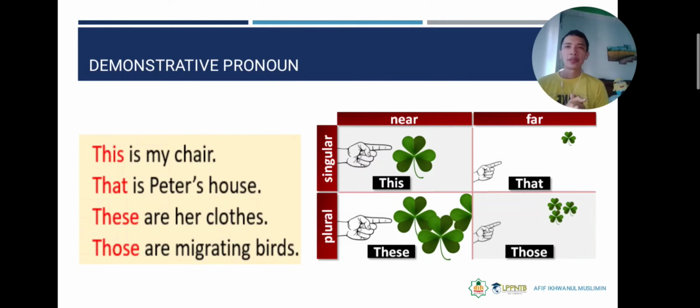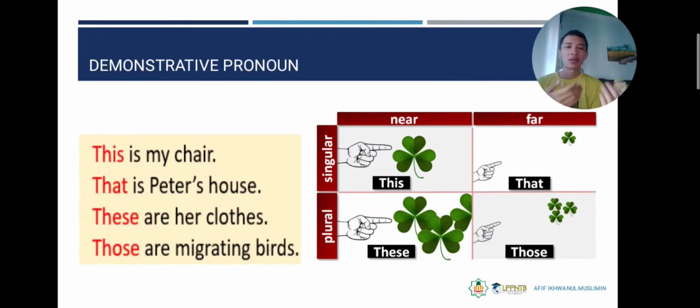The next one we have is what is called the demonstrative pronoun. A demonstrative pronoun is used when you are going to point at something and you are also considering the amount of the things that you are pointing at. For example, we are talking about this clover. When this clover is close to you or near to you and the amount of clover is only one, you can say this. But when the clover is some distance from you and you need to reach it, you can say that, or it is far from you.